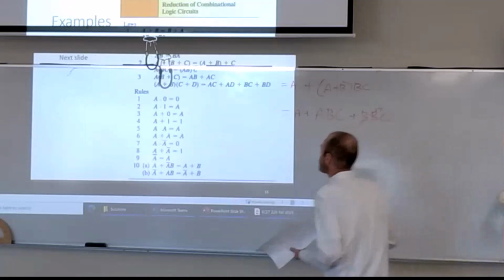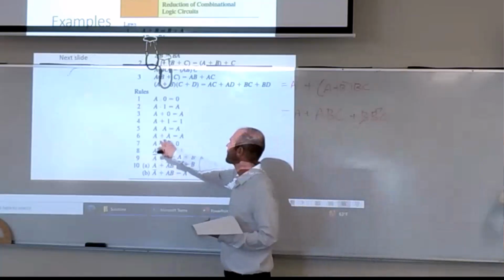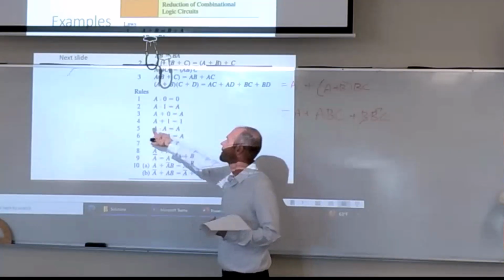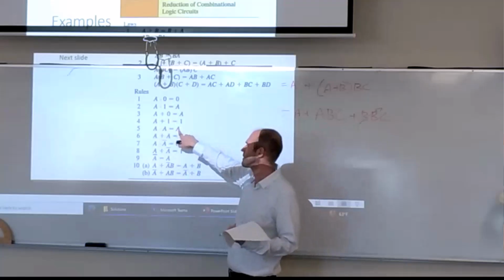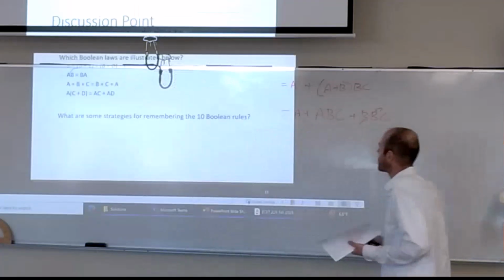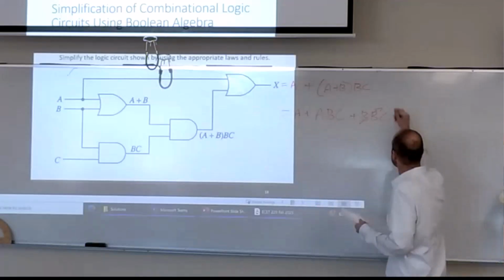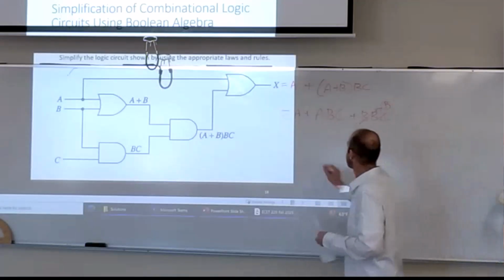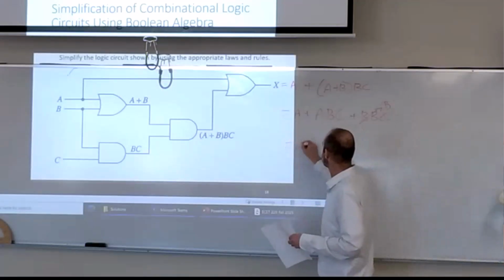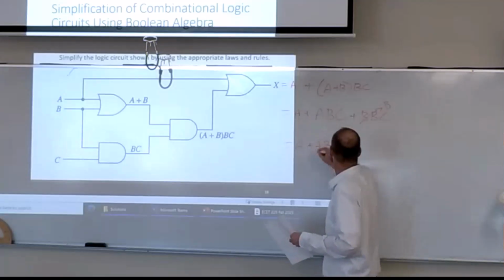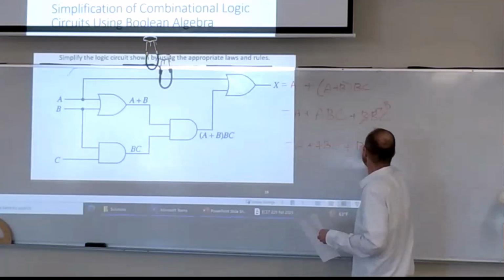So we go back to our table. B ANDed with B. Where's that at? B follows this form. Just equals itself, right? Rule number 5. So we have B ANDed with B just equals itself. So A or ABC or BC.